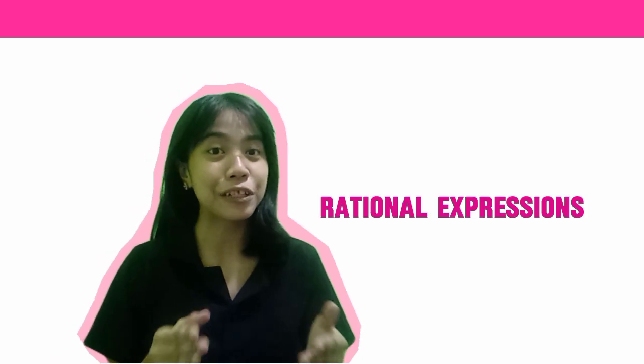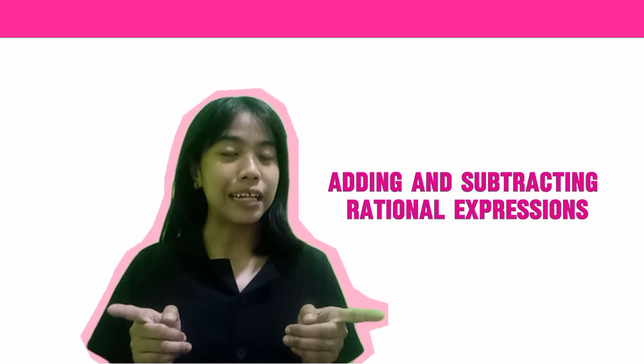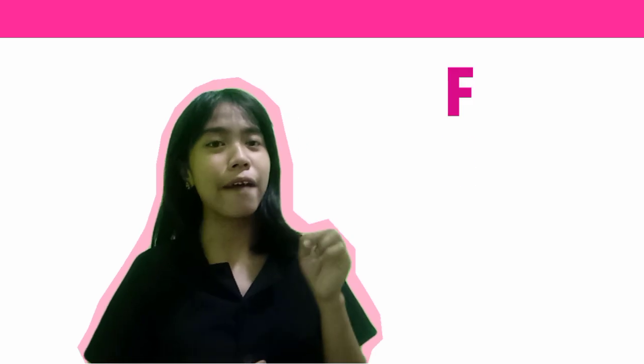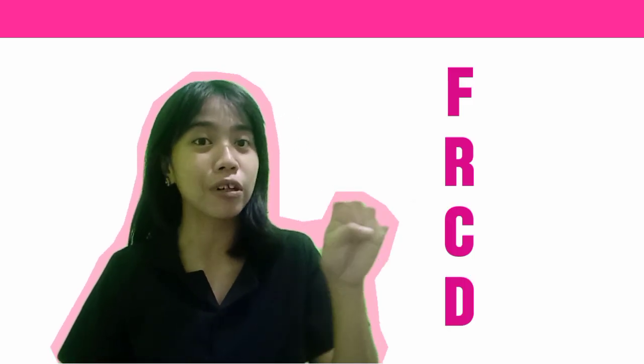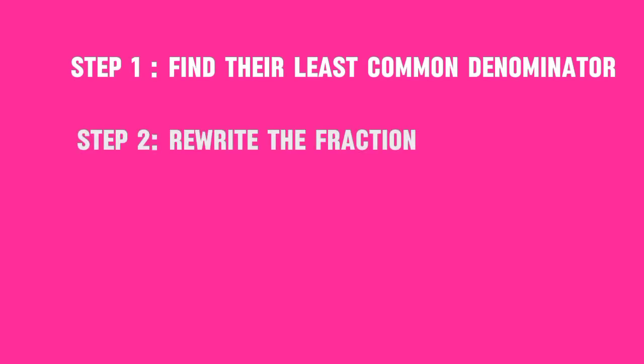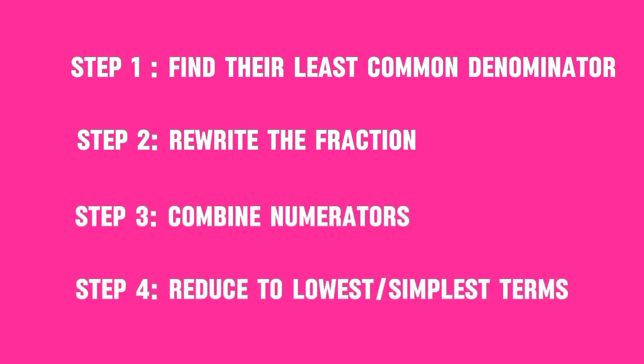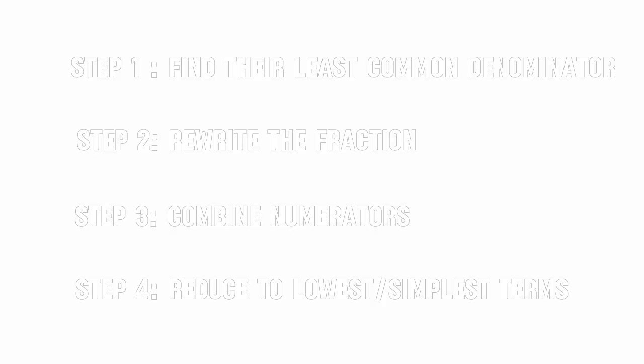So for today's episode, we're going to be talking about rational expressions. Specifically, adding and subtracting rational expressions. In adding and subtracting rational expressions, we need to remember FORCD, as easy as 4 steps. FORCD stands for first, step 1, find their least common denominator. Step 2, rewrite the fraction. Step 3, combine numerators. And fourth step, reduce to lowest or simplest terms.